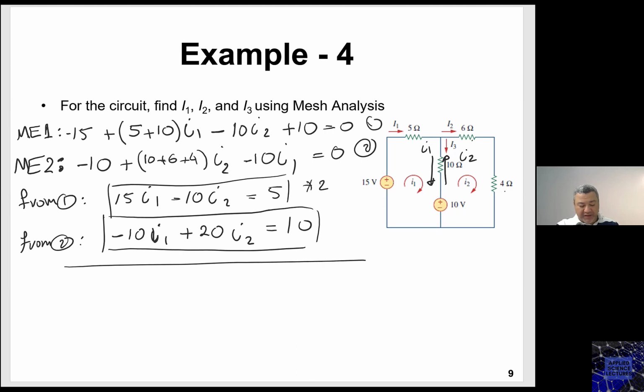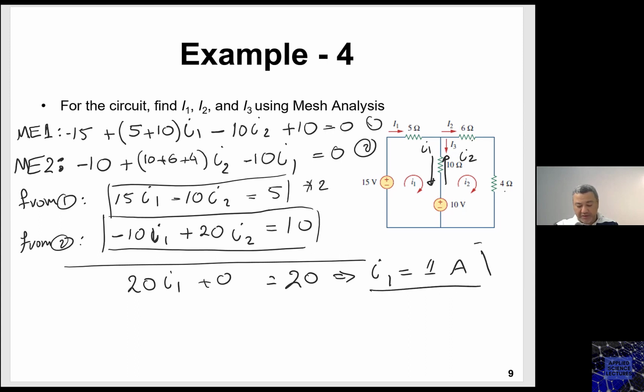2 times 15 is 30. 30 minus 10 is 20 I1, 0 equals to 5 times 2 is 10 plus 10 is 20, and I1 is 1 ampere.